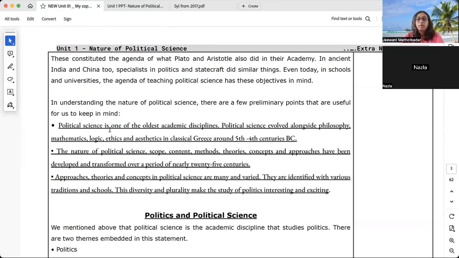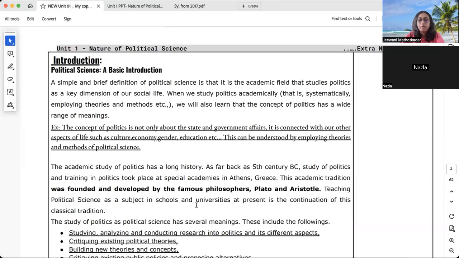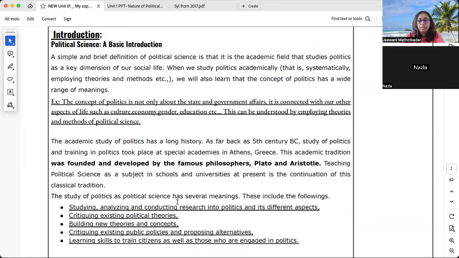Okay, so now these are the things about learning political science. We have to analyze, study, and conduct research about topics of political science. We have to criticize existing theories of political science and build new theories. And we have to criticize existing public policies and propose alternatives. And we have to learn skills to train citizens as well as those who are engaged in politics.